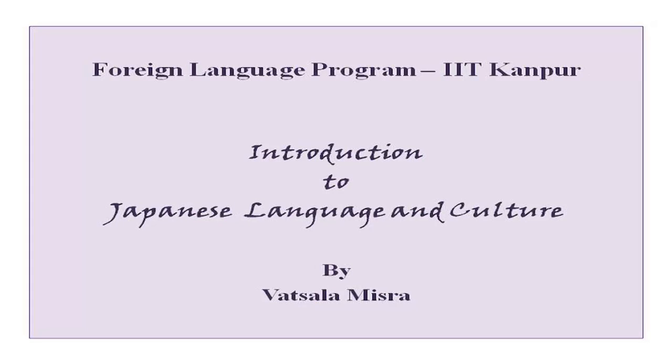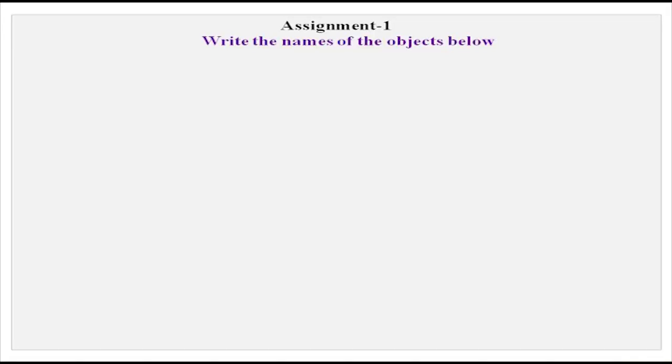In our last class, I had given you some assignments to do at home. I hope you have all done it. Now in class today, I will just repeat it with you. I will again do it with you so that you know whether you have done it correctly or not. The first assignment that I gave you was write the names of the objects below. You have some pictures over here on the screen and you were to name them.